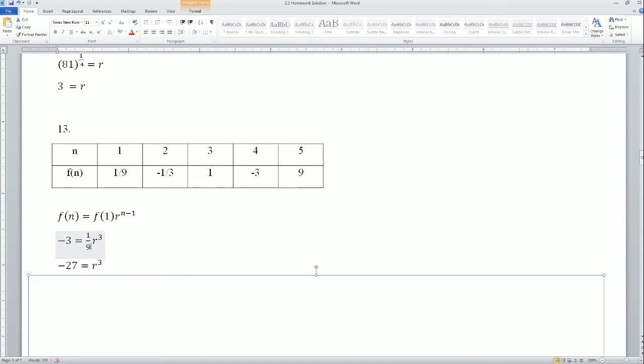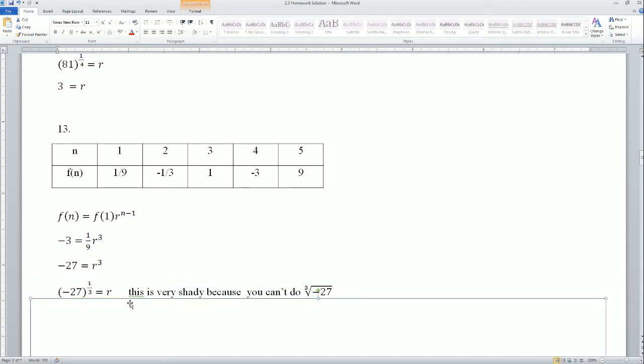So multiply by 9, that's how you get rid of the 1/9, and it becomes -27 equals r to the third. You want to take it to the 1/3 power to get rid of this 3. Then you get r equals -3.